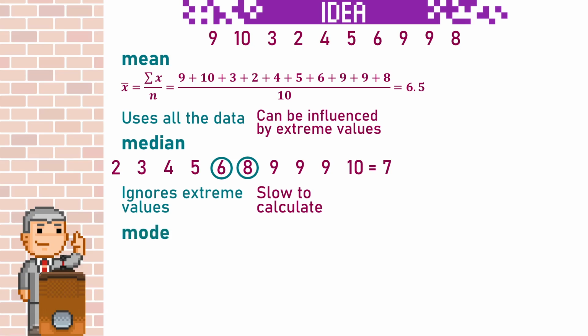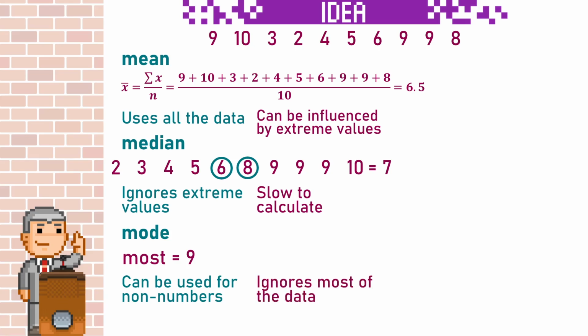The mode is the most frequent. You can have more than one mode. 2 modes is called bimodal. There are 3 9s in our list, so the mode or most will be 9. The mode average is great at finding the average of non-numerical data. The weakness of the mode is that it ignores most of the data.